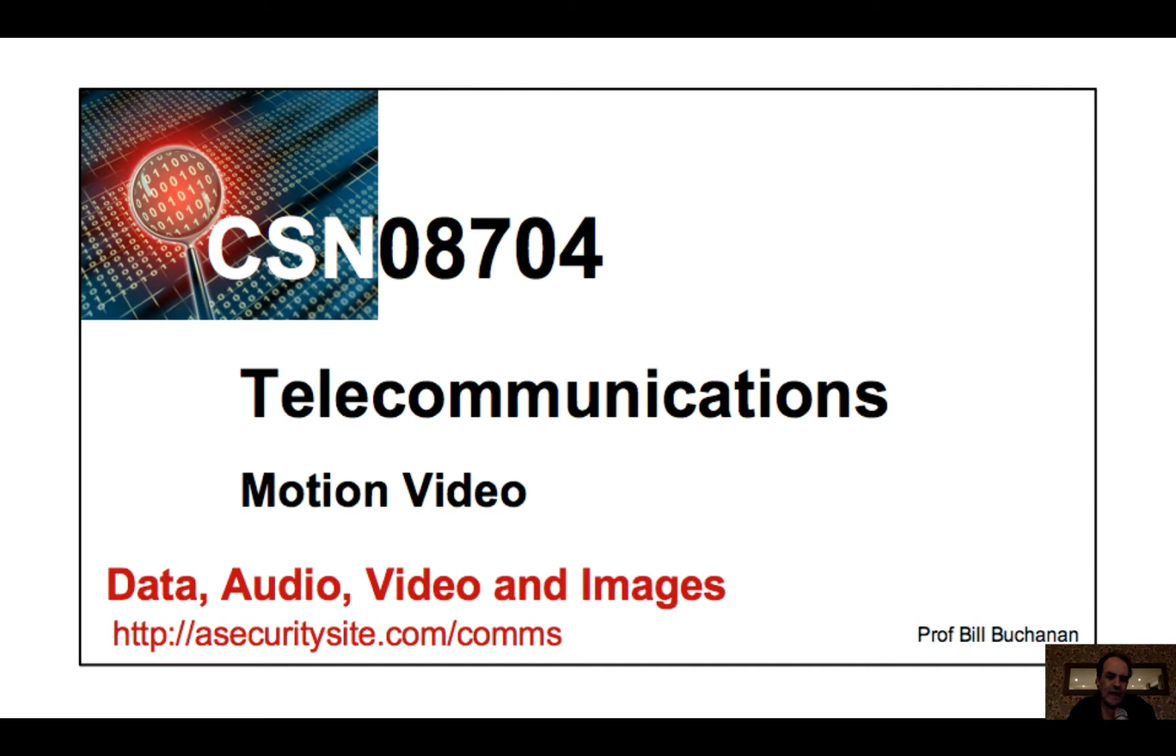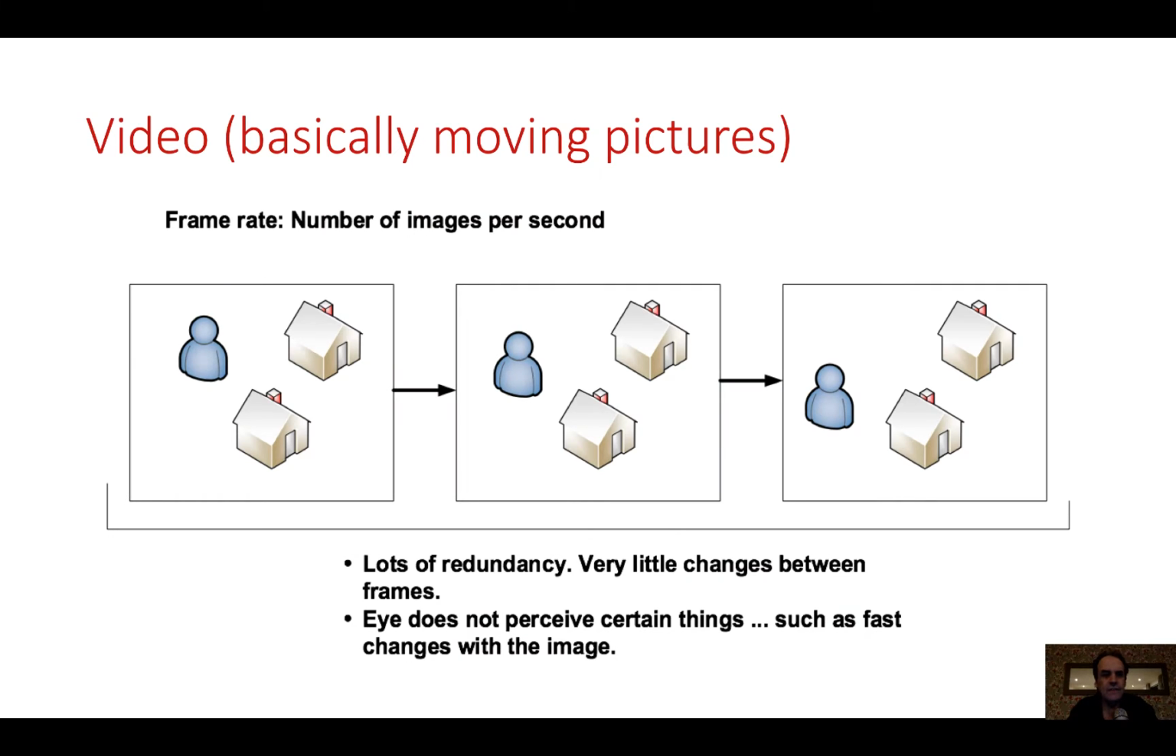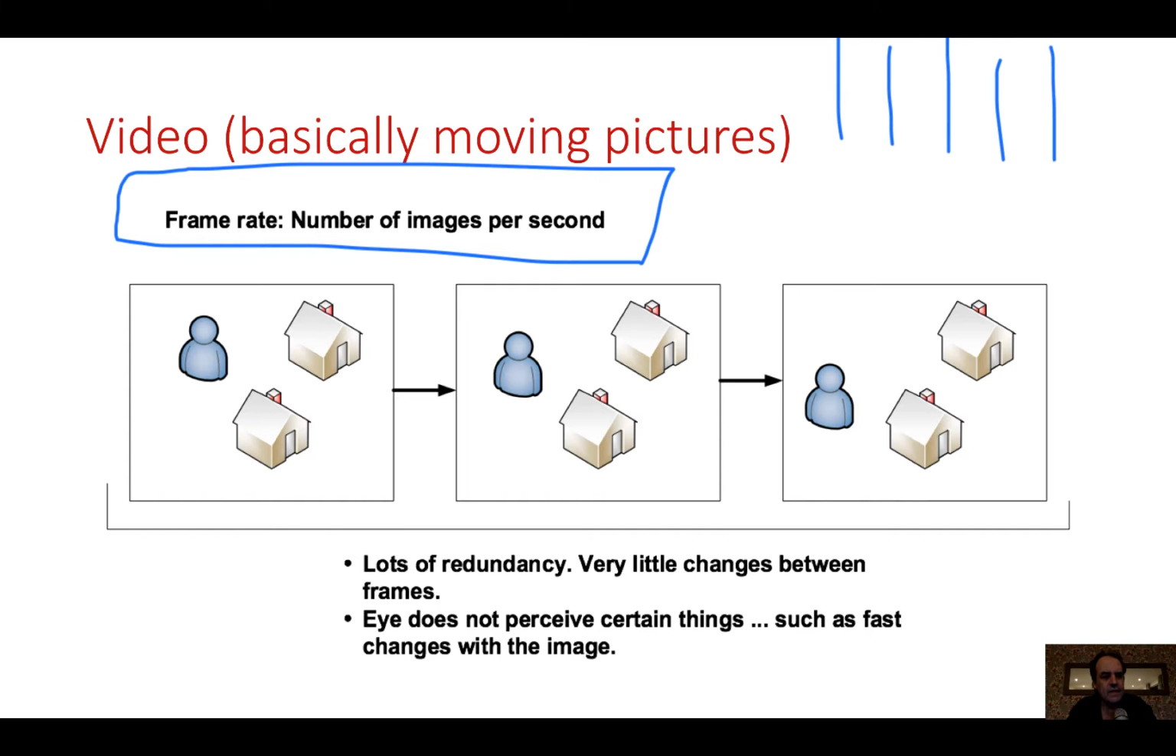Okay, so let's look at motion video. With motion video, what we really have is a number of images that are played back at a certain rate. That rate is known as the frame rate. As long as the images are displayed fast enough, your eye won't perceive that it's actually a whole lot of images being displayed.